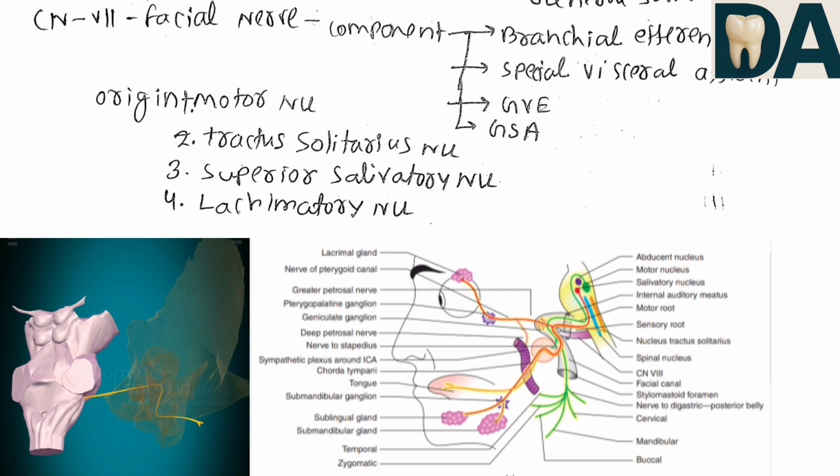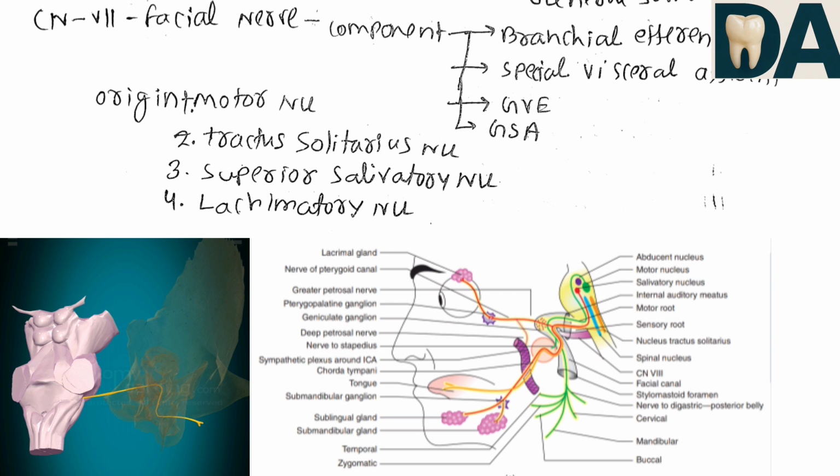GSA fibers for carrying proprioceptive impulses. Now go to the origin of the facial nerve.